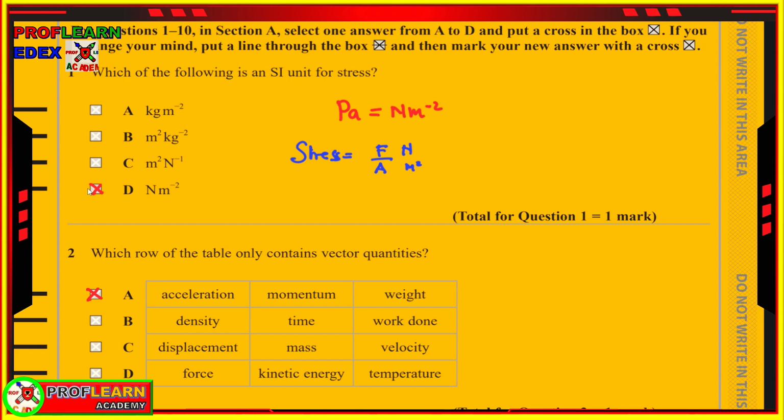Which of the table contains only vector quantities? You need to remember that vector quantities are those quantities which have both magnitude and direction. So the best answer there is acceleration, momentum, and weight, which is option A.